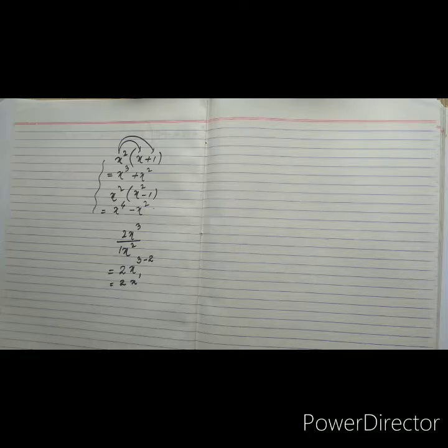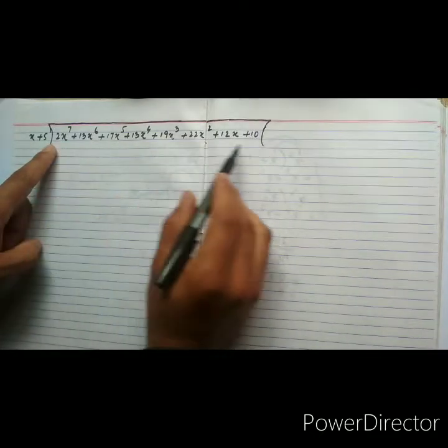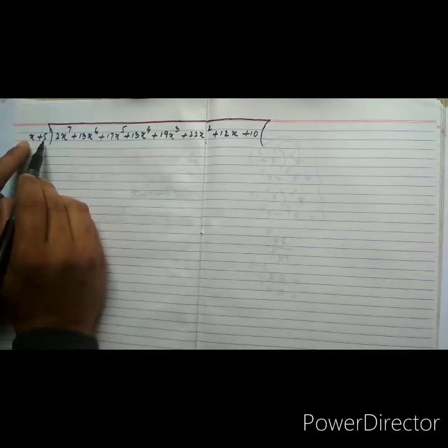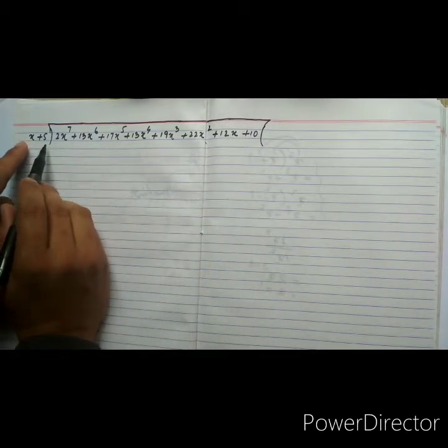Here we are going to divide one polynomial by a binomial. So let's see the question now. We'll start the division right now. So here is the question. Now this is the polynomial and this will be divided by this x plus 5, that is a binomial. A polynomial is divided by a binomial.